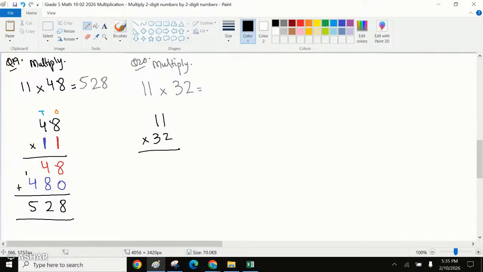In the previous question, it was 11 multiplied by 48. I wrote 48 on top and 11 at the bottom, right? That does not make any difference, right? Yes, Fortuna, thank you.